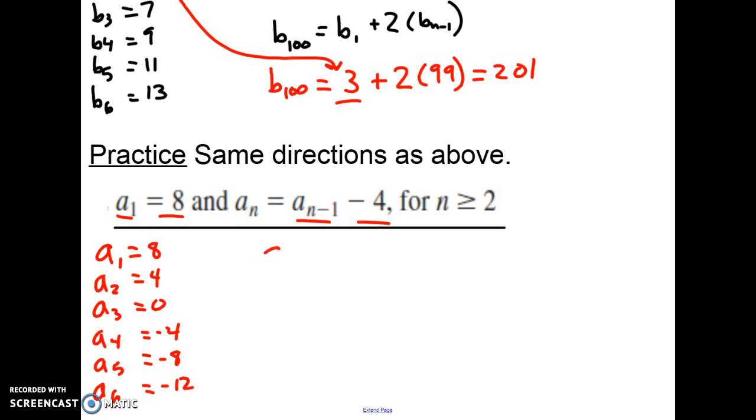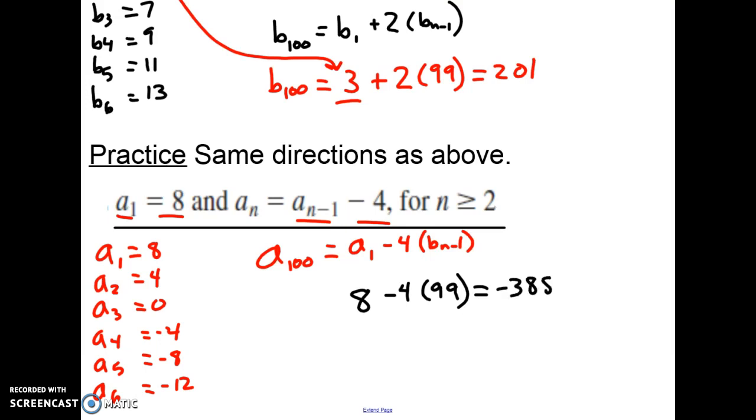Alright, but then we have this a of 100 that we need to find out. Okay, so I'm going to be taking a1, and then I'm going to subtract 4, and this is going to be n minus 1. So once again, we're doing it 100 times. A of 1 would be 8, and then we're going to subtract 4 99 more times. That's how many more times. If we wanted to find the 200th term, we would be subtracting 4 199 more times, because it's 1 less than the 200. So that's kind of the harder part for students to understand. But if we subtract 4 99 more times, we'd get negative 388.